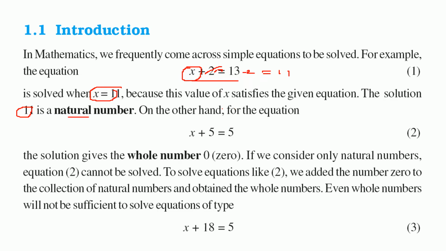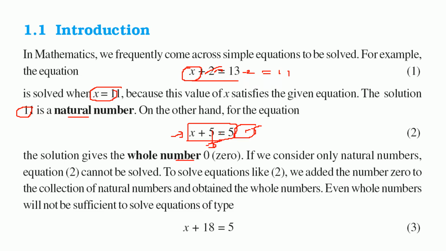But if we take an equation like this, x plus 5 is equal to 5. Now we again want to solve for x, so that when we add this to 5 it becomes 5. If we subtract both sides by 5, we get 0. This gets cancelled out. 5 minus 5 is 0. So you get a whole number, 0.